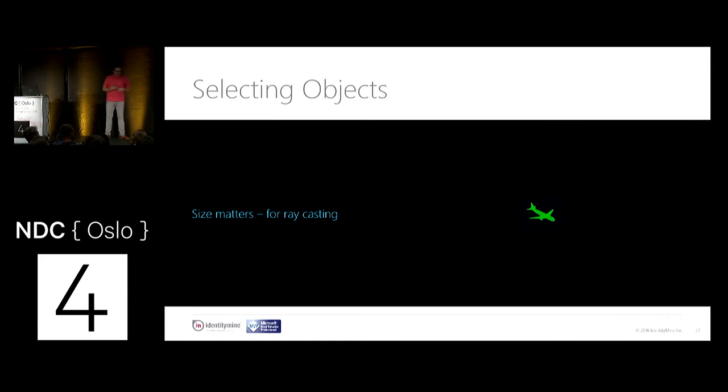Cool. Yeah, size matters also for raycasting. Like I said, those planes are very small, and if you want to gaze, if you want to select them, the gaze ray will often hit nothing, basically. So we figured let's do something else, and we use basically just a simple sphere collider.